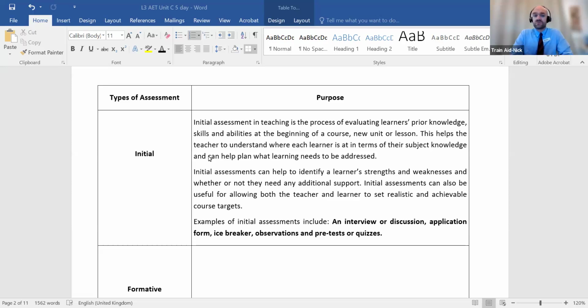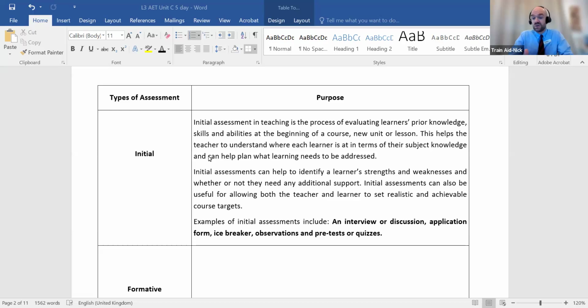There are other types of initial assessment. It could be a fun or dynamic icebreaker, which is a fantastic way for you to get to know your individual learners. It could be an observation. Your learners might have to perform a skill before going on to your course, and you could observe them and see their skills and qualities.